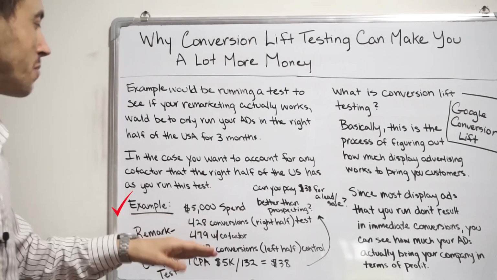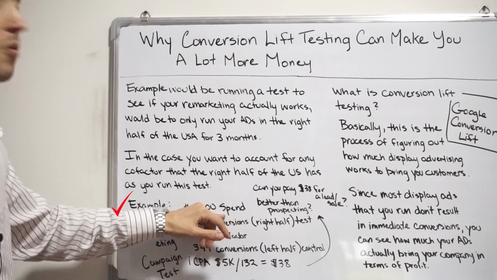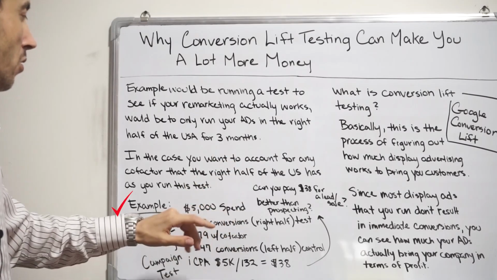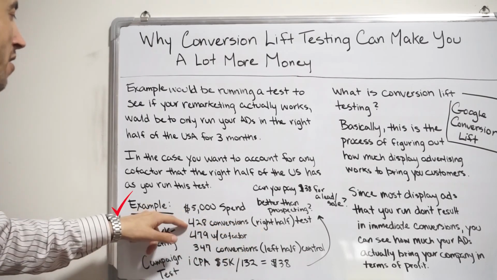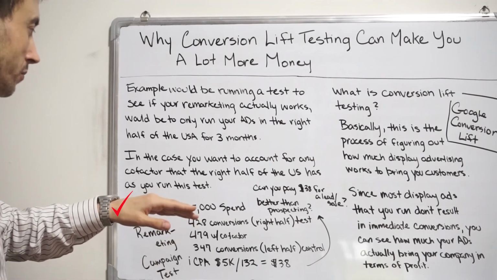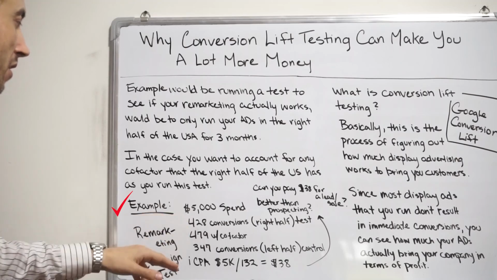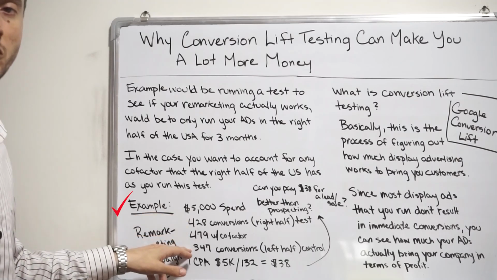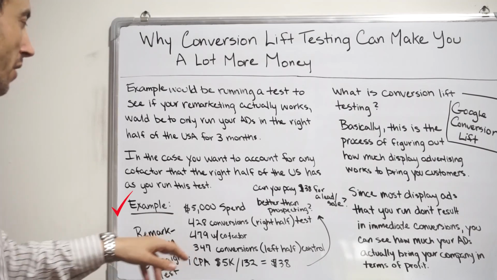And so for 3 months, or roughly 3 months, basically until we could spend the $5,000, we ran the remarketing in the right half of the country, and we got 428 conversions itself, which were sales specifically in that right half of the country, okay? In the left half of the country where there was no remarketing going, we had 347 conversions, okay?